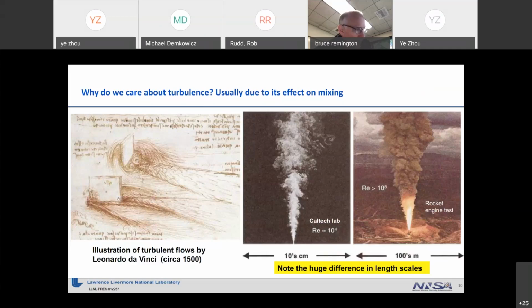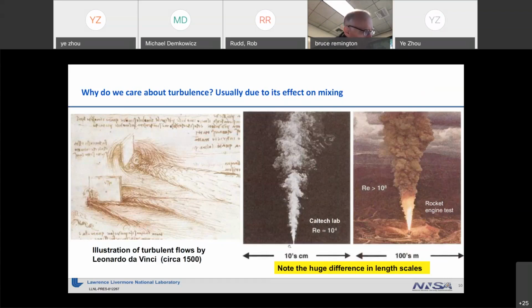You can go back to this illustration of turbulent flows by Leonardo da Vinci from about the 1500s. Da Vinci obviously was not only a great artist, but also a great scientist. Here you can see a very precise visualization of turbulent flows past an object with different orientations. It is extremely beautiful work. Sometimes people say his drawings were the first scientific visualization of turbulent flows.